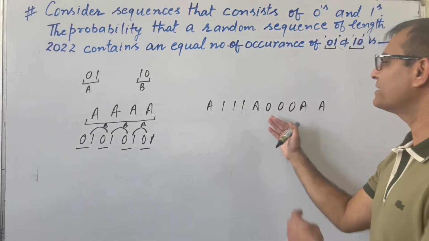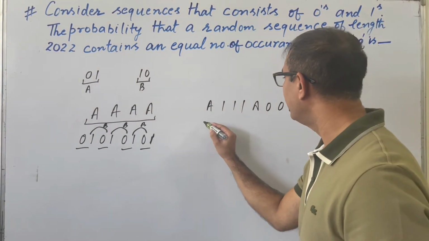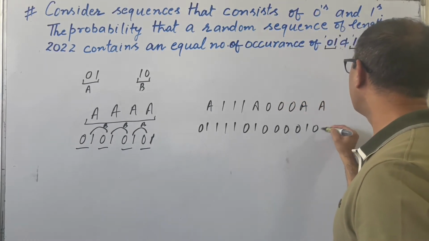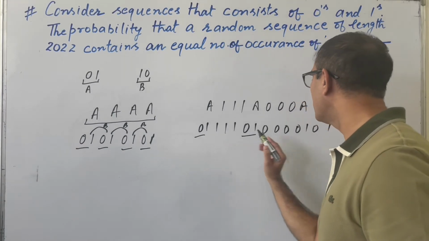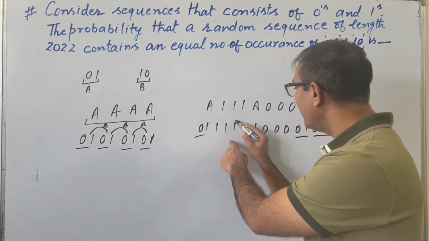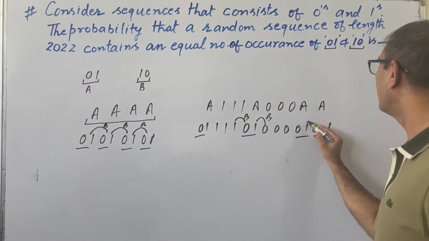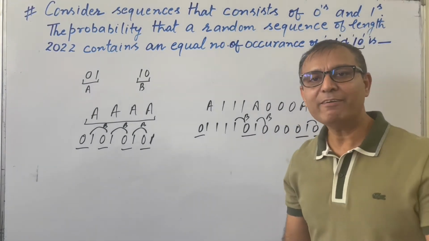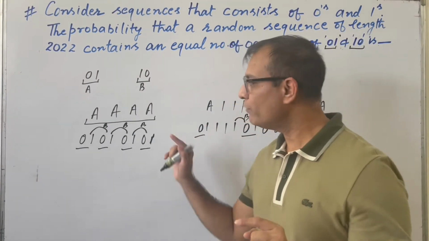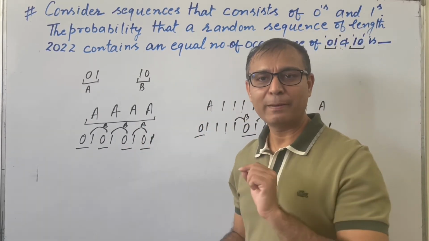If the sequence is like this, with a number of 1s and a number of zeros in between, in this situation also we can observe that 0, 1, 1, 1, 1, 0, 1, 0, 0, 0, 0, 1, 0, 1. How many A's are there? 01, 01, 01, 01. But at the same time, here we are changing from 1 to 0. So B is there. One more B is there. One more B is there. So whenever you start a sequence from 0, the first substring must be A. When you start a string from 1, the first substring must be B.